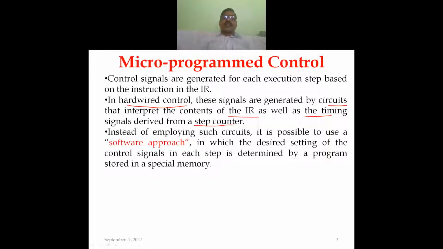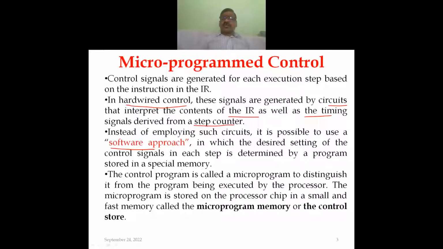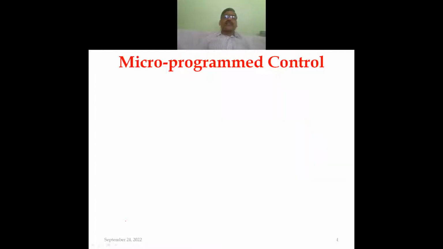Instead of employing such an electronic circuit for generating control signals, it is possible to use a software approach, a program in which the desired setting of the control signals in each step is determined by a program stored in a special memory. That program is called the microprogram memory or the control store. The microprogram is stored on the processor chip in a small and fast memory.